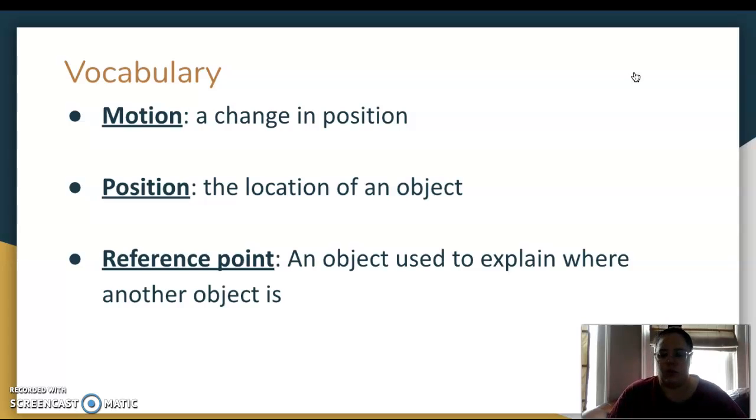And then reference point is an object that we use to explain where another object is. So I might say, the horse is next to the flower bush. I might say the penguin is on top of the ice block. We're using other objects to describe where another object is.